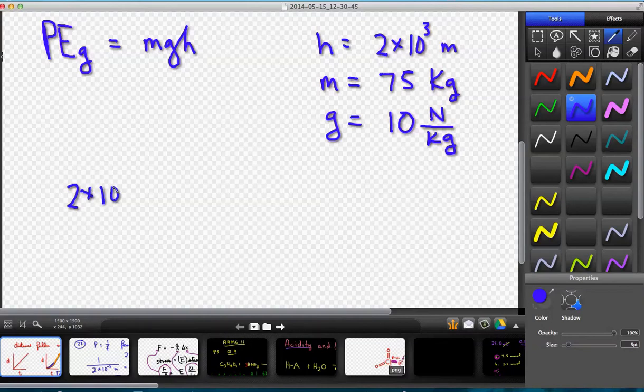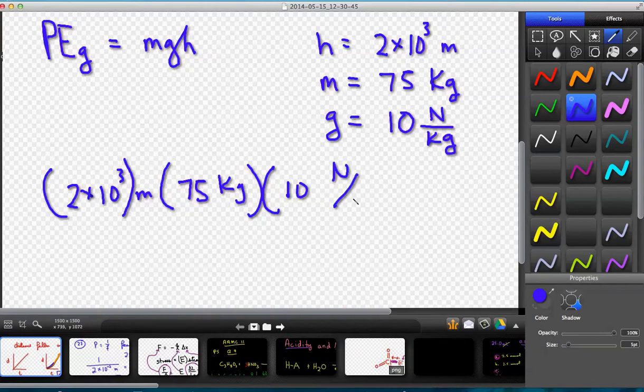So 2 times 10 to the third meters times 75 kilograms times 10 newtons per kilogram. Kilograms cancel. And I'm going to have 2 times 75 is 150. 150 times 10 is 1500. I know my mantissa is going to be 1.5. I'm going to stop right here. It cannot be B and it cannot be C.